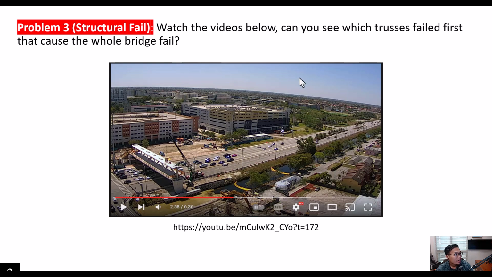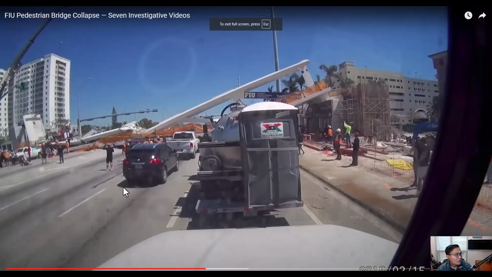Problem 3: watch the video below and tell me which truss member failed first that caused the whole bridge to fail. So now let's watch the video here.